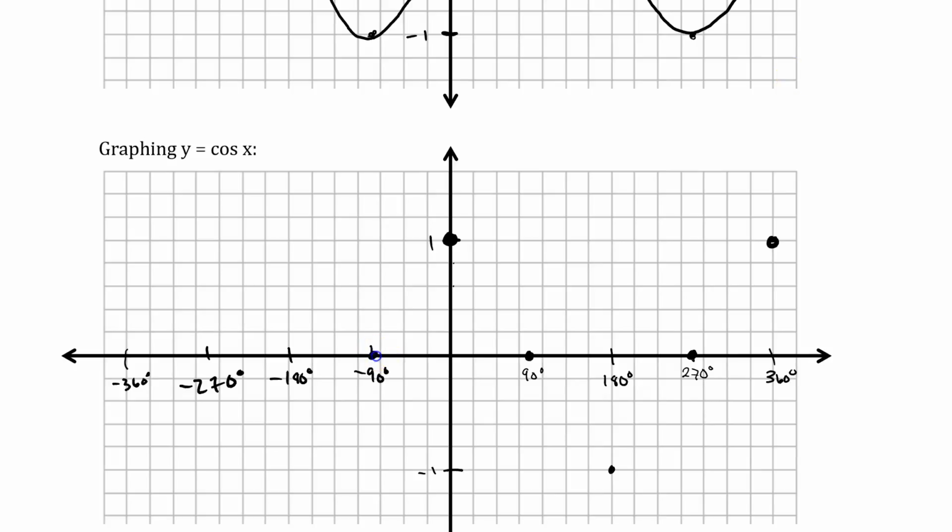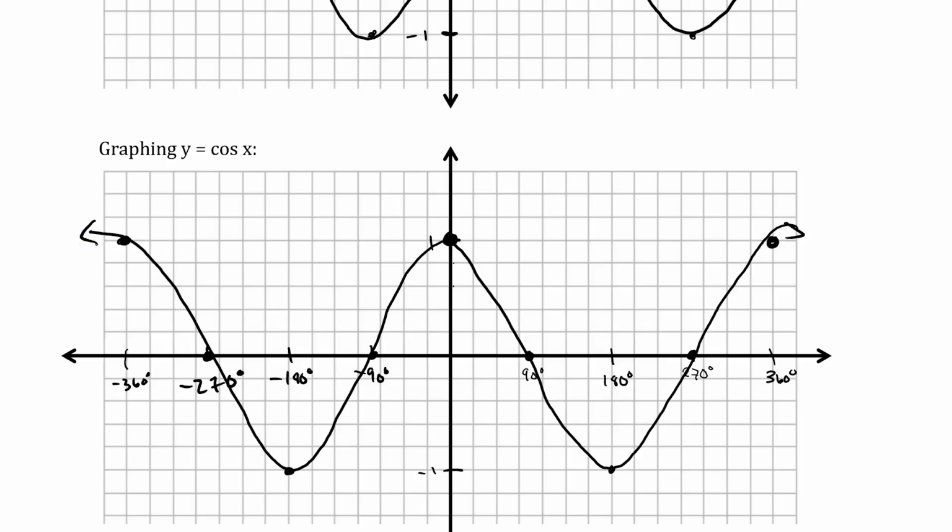So I can just graph. Okay, there's going to be a 0 at 90, a negative 1 at 180, a 0 at negative 270, and right back up to 1 at 360. So when I connect the dots, again, 1, 2, 3, 4, 5 dots for a full period. Just like that. And if I wanted to be really specific, I could say that this is pi, this is the same thing as 2 pi, this is negative pi, and this is negative 2 pi.